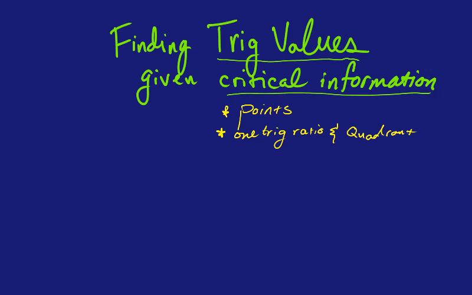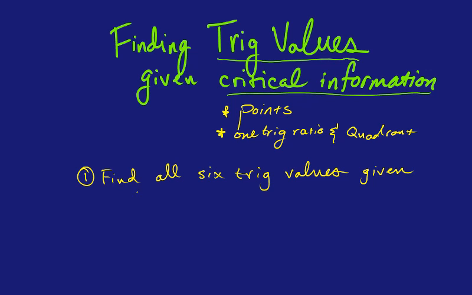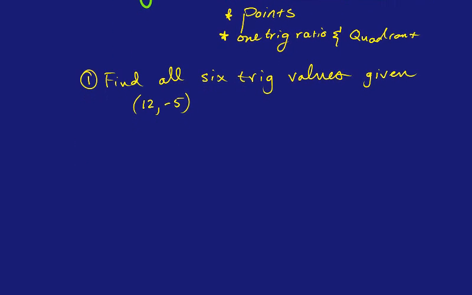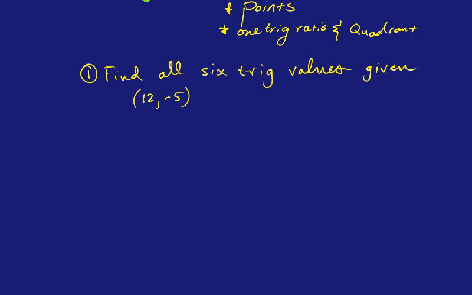We'll see how it goes. So the first example I'm going to do is, let's say that you're asked to find all six trig values given the point 12, -5. So if you're given the point 12, -5, what you're going to do first is look and see what quadrant that point's in.